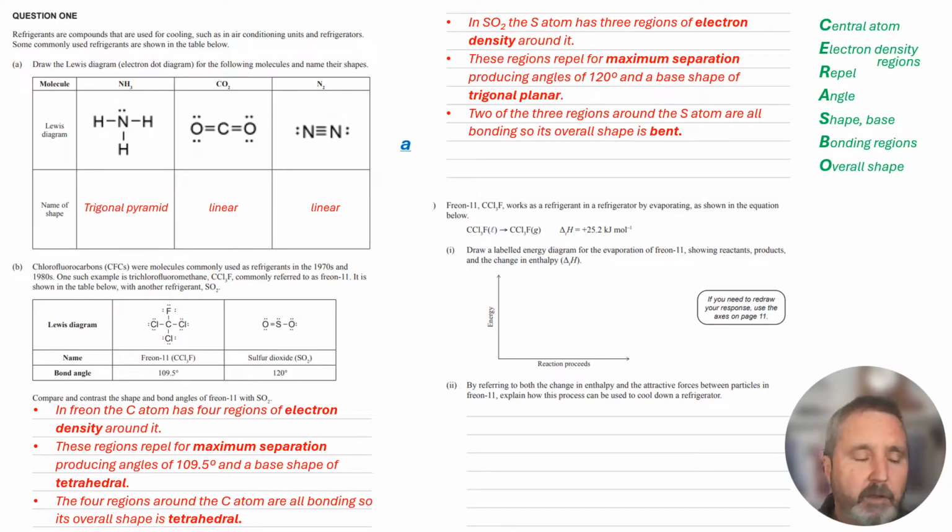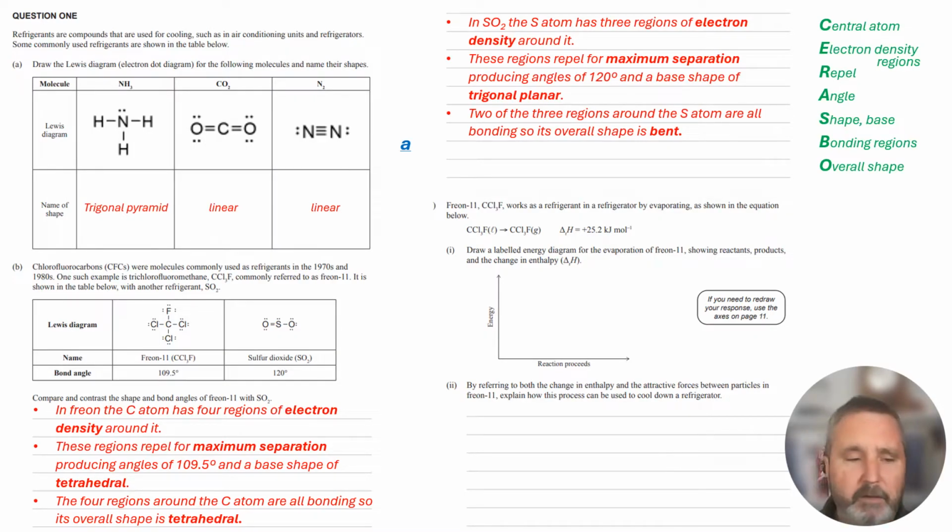Let's go back and see what they asked us to do. Compare and contrast the shape and bond angles. So we've done that by just doing these 2 separate paragraphs. We could just round this up with a summary: the angles for Freon are 109 degrees because it has 4 electron density regions around the central atom, whereas sulfur dioxide has 3 electron density regions producing a 120 degree angle. Okay, so they're going to mark this as achieved, merit, and excellence.